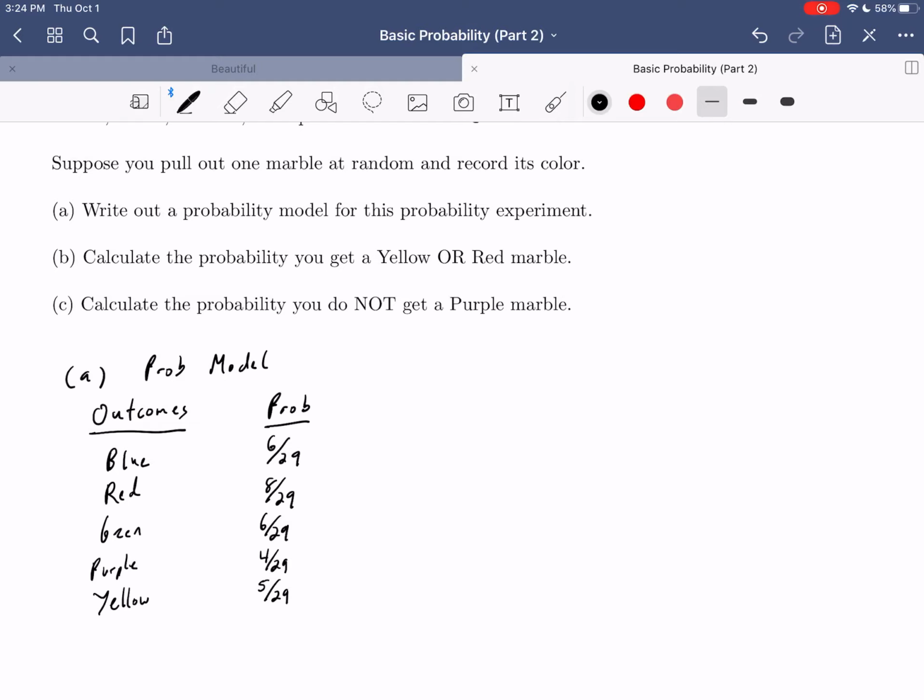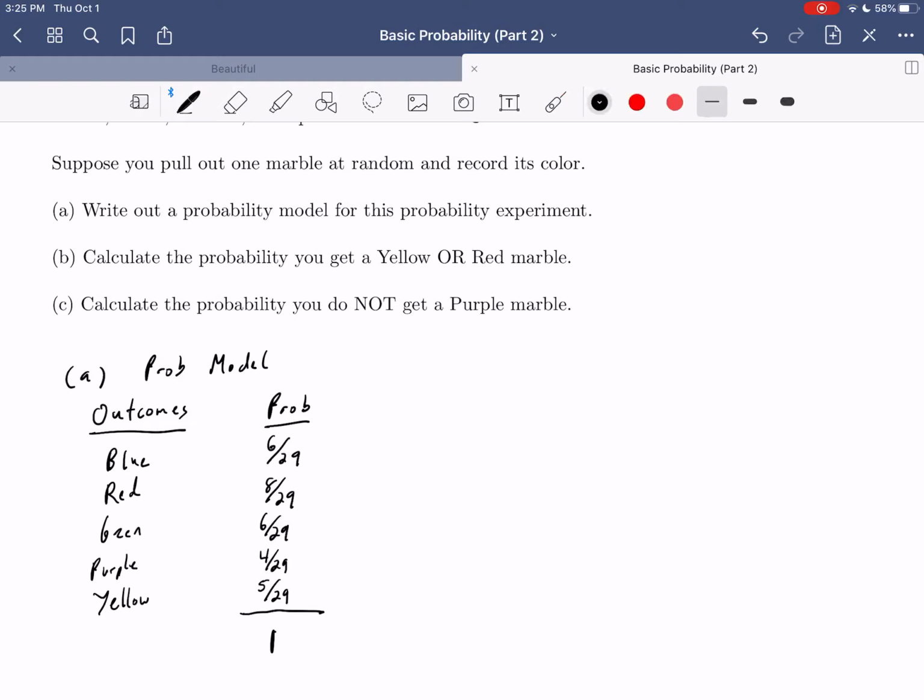We can also check that we did things correctly by checking the second rule of probability models. Remember, the second rule is that the probabilities have to add up to 1. So if we check here, 6 plus 8 is 14, plus 6 is 20, plus 4 is 24, plus 5 is 29. 29 out of 29 is indeed 1. So that confirms that this really is a probability model. Now, you don't have to check those things, because if you build the model correctly, then those things are guaranteed to be true. But if you want, especially summing up the probabilities is just a good check to make sure you didn't accidentally miswrite anything or miss anything there.